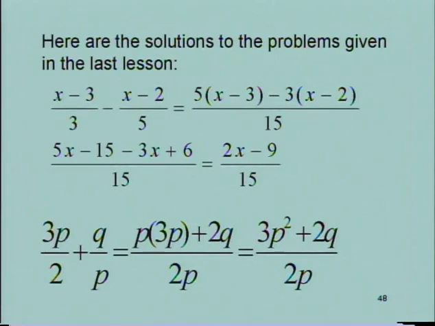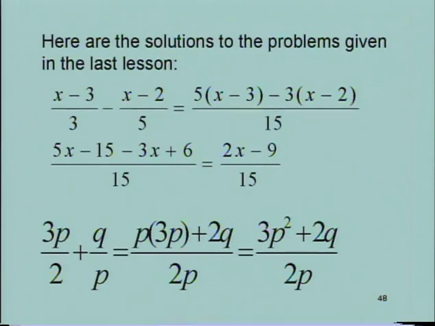Here are the solutions to the problems given in the last lesson. x minus 3 over 3 minus x minus 2 over 5 is equal to, we look for the common LCM, the common denominator. The common denominator of 3 and 5 is 15. So 3 into 15 is 5. 5 times the numerator would be 5 into x minus 3. 5 into 15 is 3. So it will be minus 3 into x minus 2.